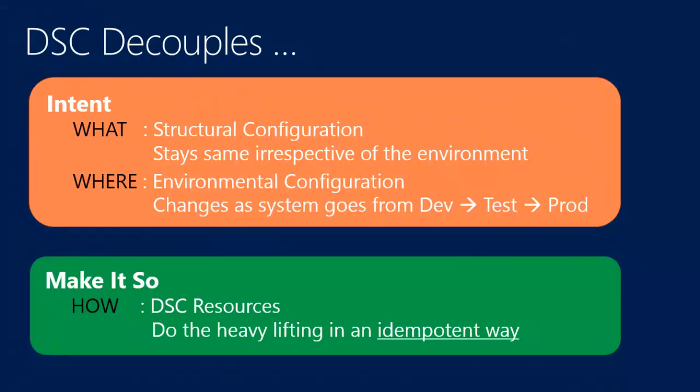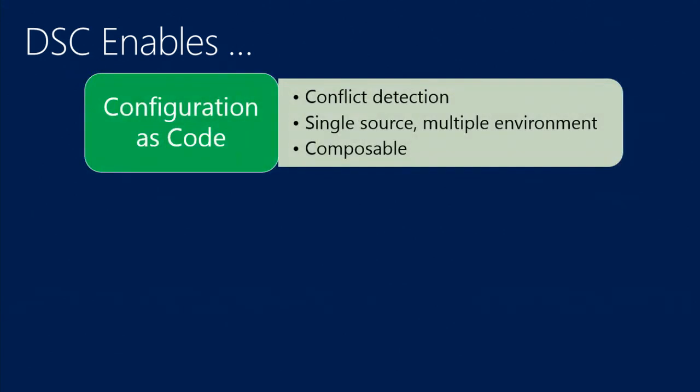And then comes the where, or what we call the environmental configuration. Where do we want it? I want it in this VM here locally. I want it in the next VM here in my test environment, or I want it in Azure. We separate the environment from the actual structure of the configuration. So what exactly does DSC enable? It enables configuration as code.